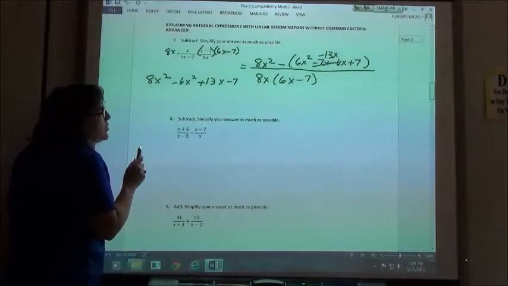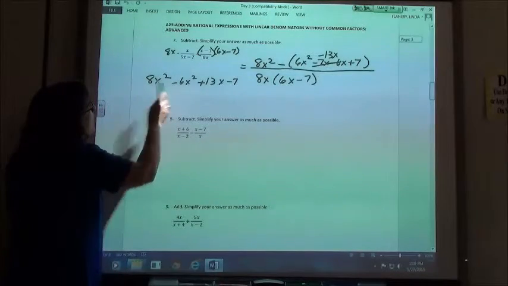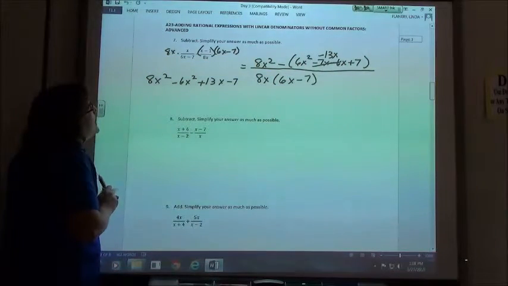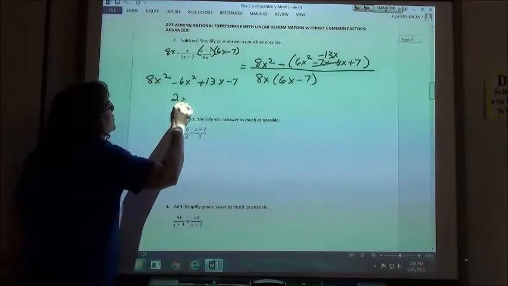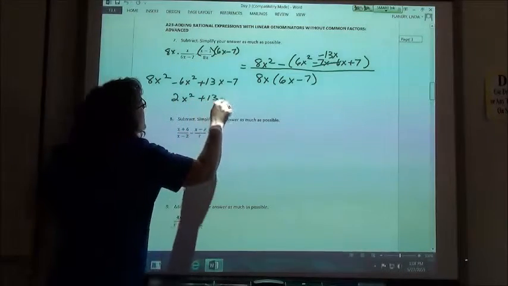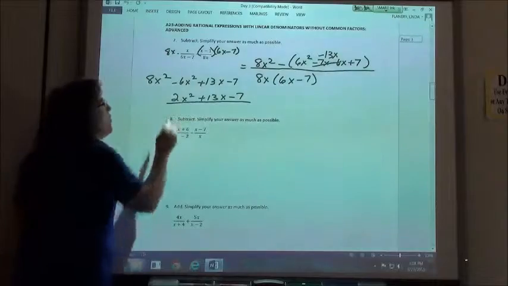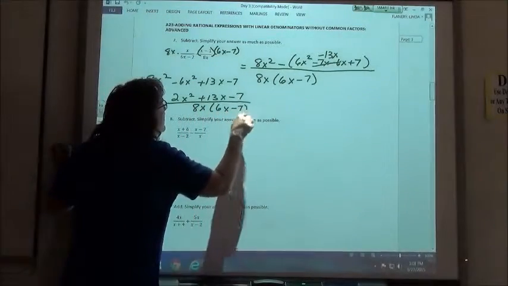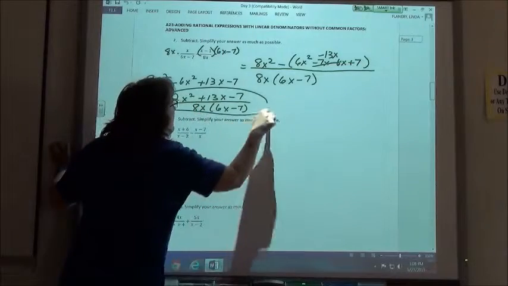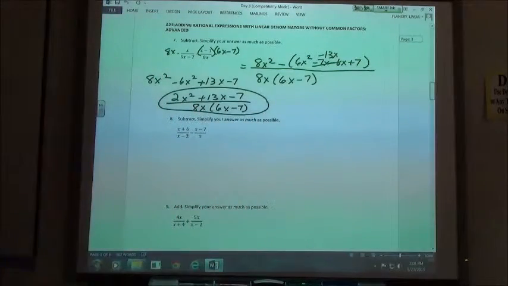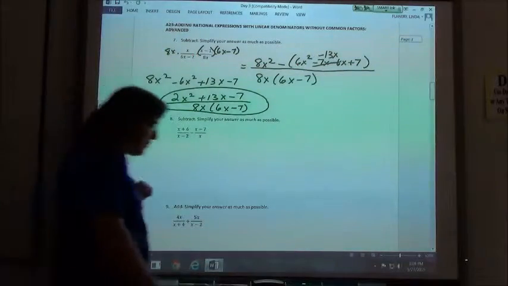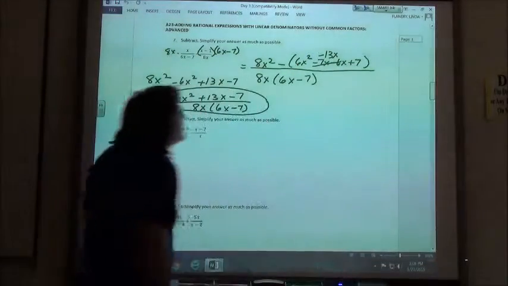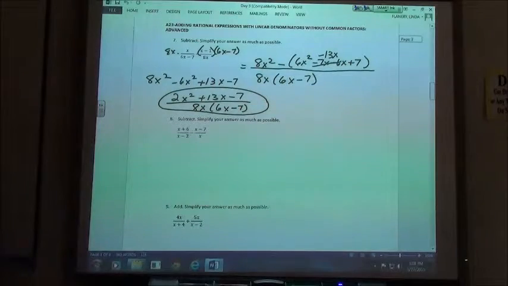The denominator is going to stay the same, but here I can combine my 8x squared and my minus 6x squared, so I'm going to have 2x squared plus 13x minus 7 over my denominator, which is the 8x times 6x minus 7. And that's what I'm going to put in for my answer. Again, I would probably hit the fraction button first and type the top separately from the bottom just because it's easier to get in on the ALEKS program.